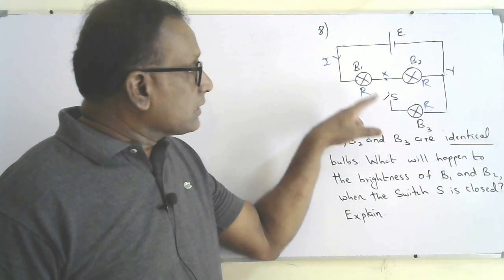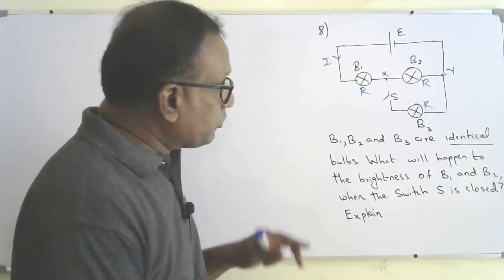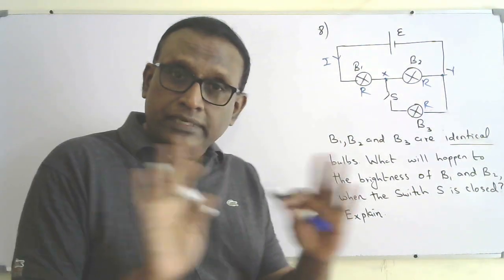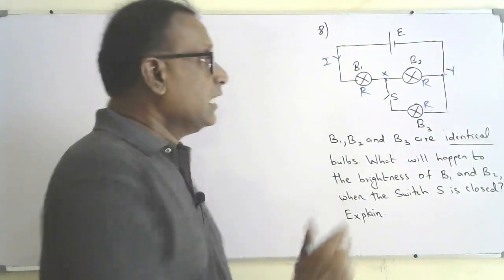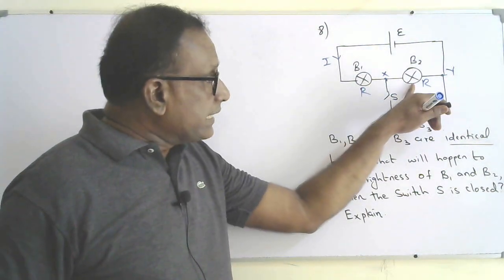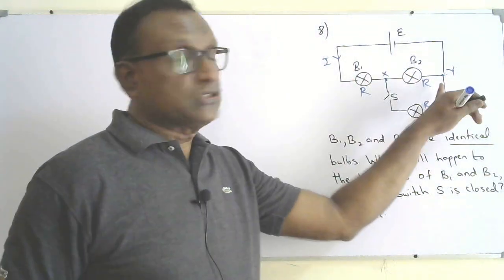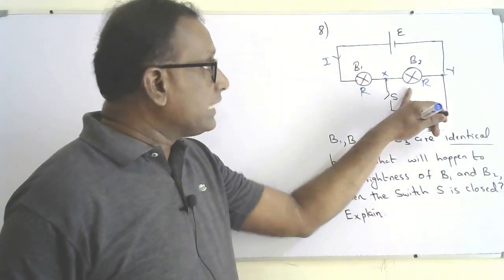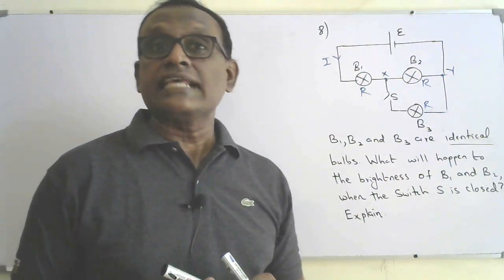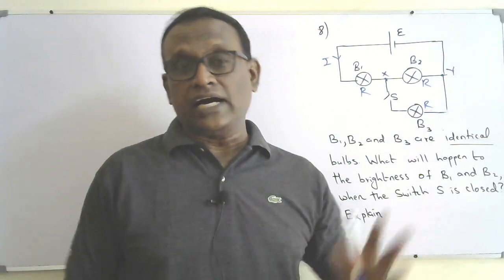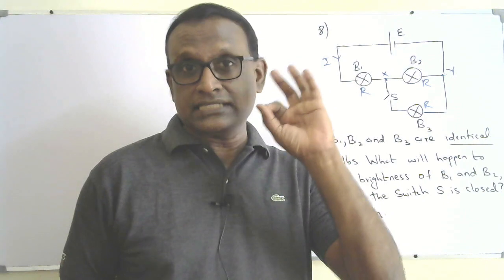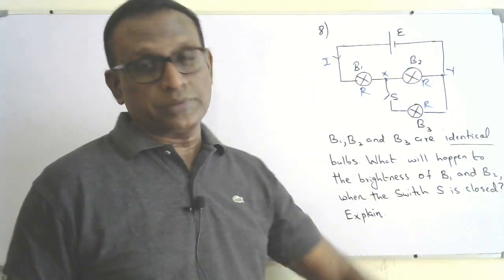Here you know that there is no current flow through this because I removed the circuit. But anyway, even if the wire is there, the switch is open, so no current through B3. So B3 is not part of the circuit initially. B1 and B2 are in series, and they are identical, so they will have the same current through them. They will have the same voltage because the EMF will be divided equally across them. So they will have the same power, P equal VI, and the same brightness initially when switch S is open.